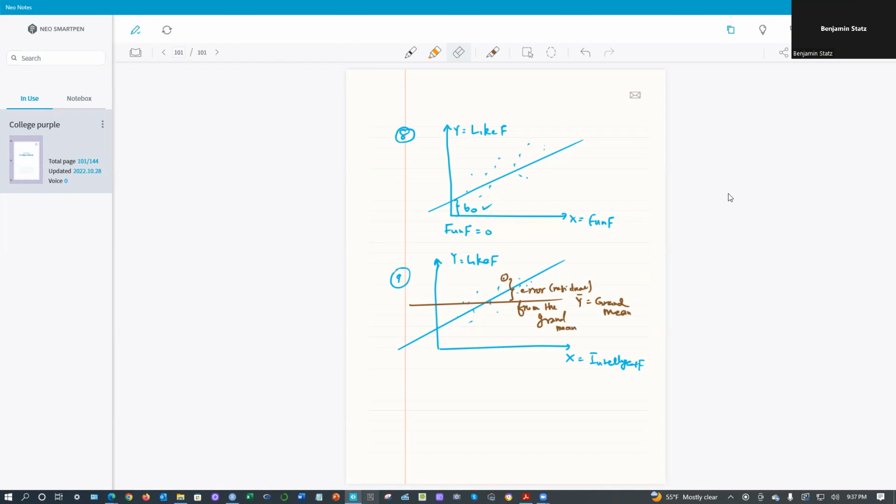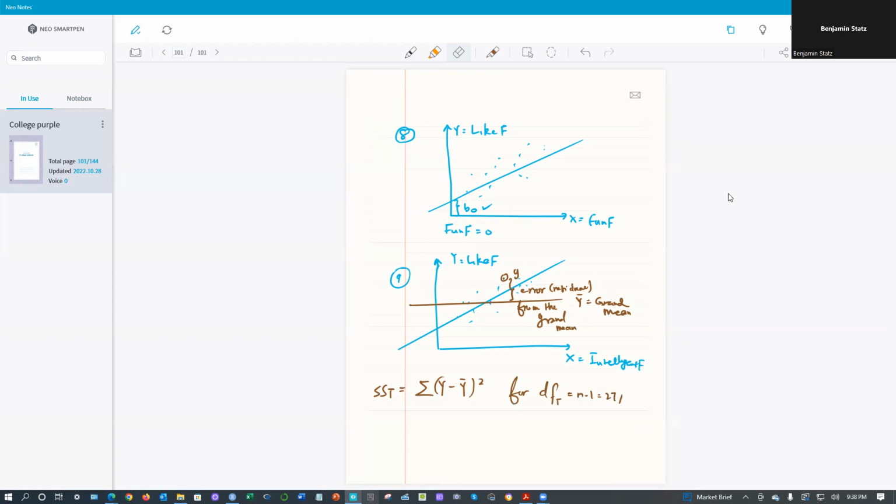What are you going to do? You take that value, y minus y bar, square it, and sum them up. I'm going to call that the sum of squared total. This has been for all the data points, so the degrees of freedom is n minus 1.